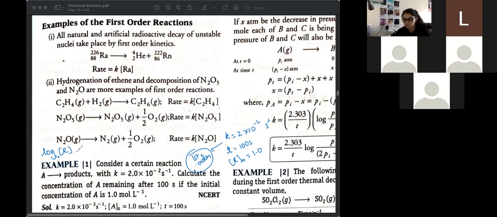Let me just use minus log 1 is equal to minus k t divided by 2.303, is what you get. So log R is what we need to find. Log 1, logarithm of 1 is 0. So this will become 0.